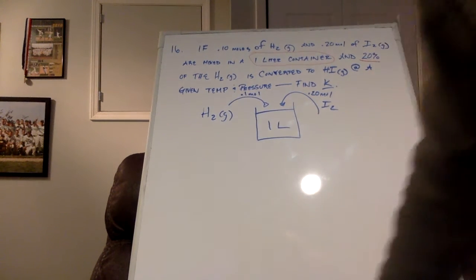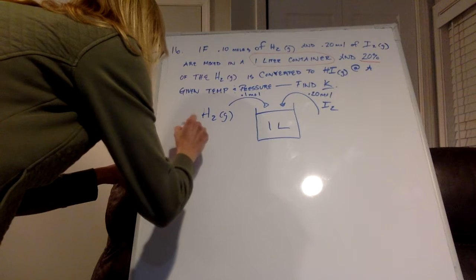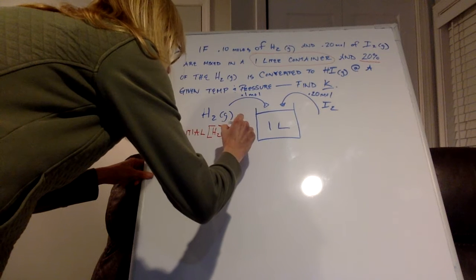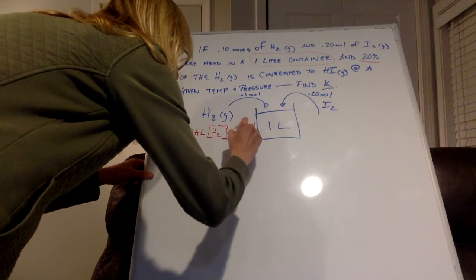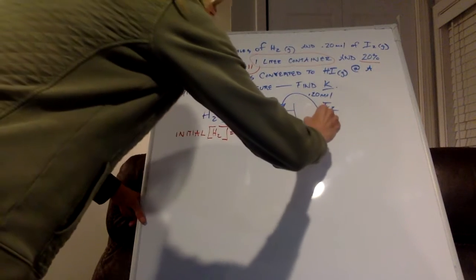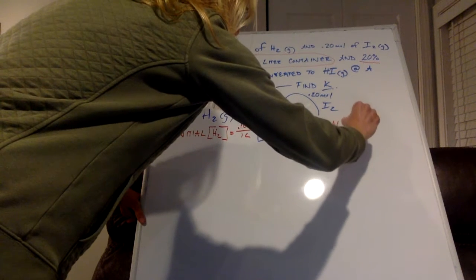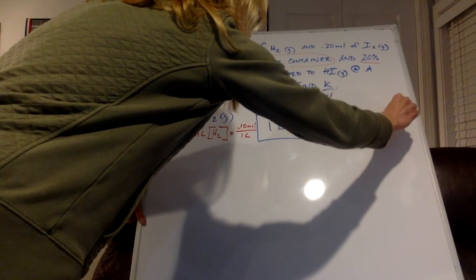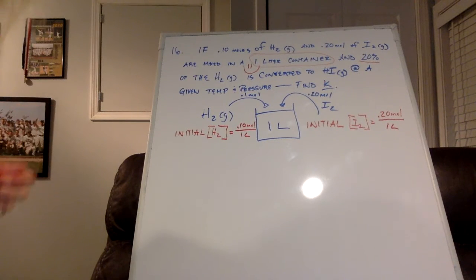So then that tells me that my initial concentration of the H2 is 0.10 moles per 1 liter. Oh my gosh, 1 liter, that's so nice. The math is beautiful. And over here, my initial concentration is 0.20 moles per 1 liter. Oh my gosh, moles per liter, that's molarity, we know that.